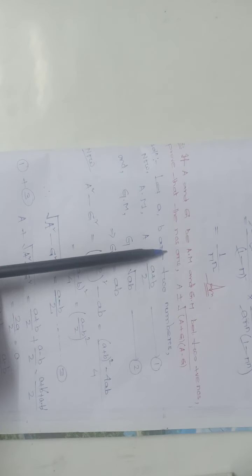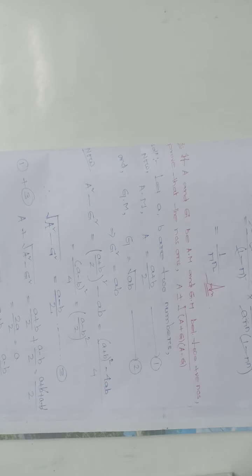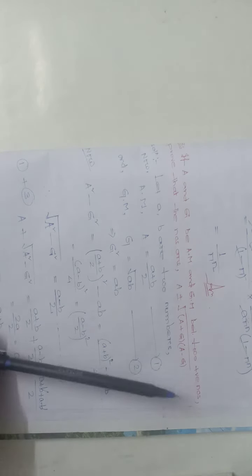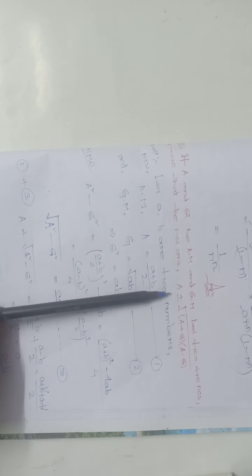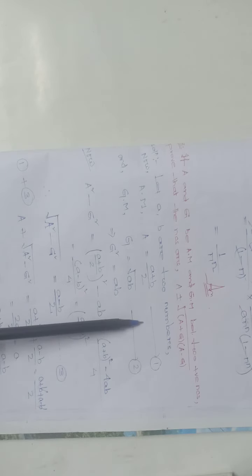Students, next question here is: let A and G be the AM and GM of two numbers. Prove that the numbers are A plus minus root over A plus G into A minus G. So let a and b be the two numbers.